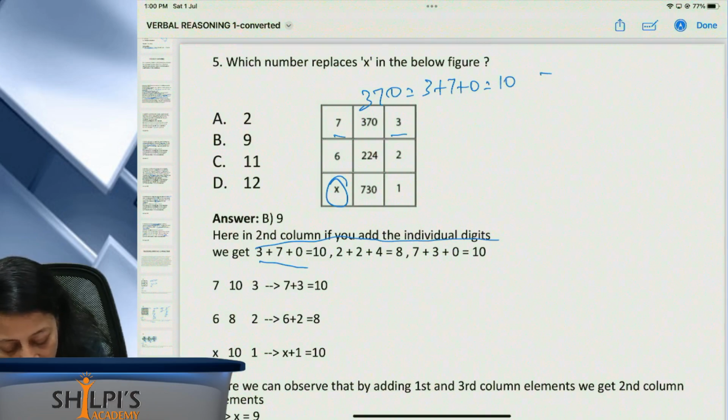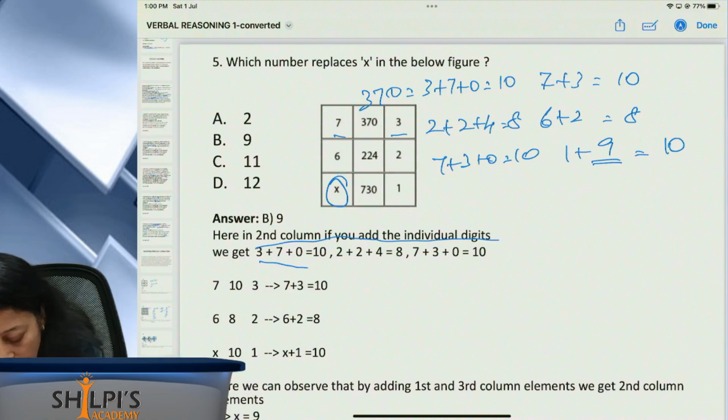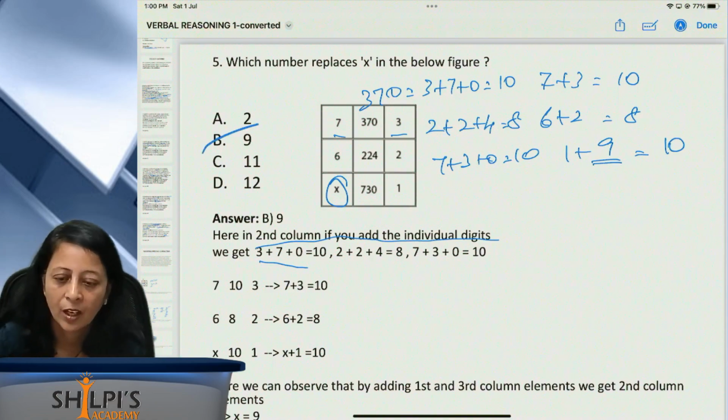On the other hand, 7 plus 3 is also 10. Likewise, 2 plus 2 plus 4, you get 8. On the other hand, 6 plus 2 is also 8. Likewise, 7 plus 3 plus 0 is equivalent to 10. So 1 plus some other number, you have to get the answer 10. What could be the number? 9. So the option is B. Got it, students?